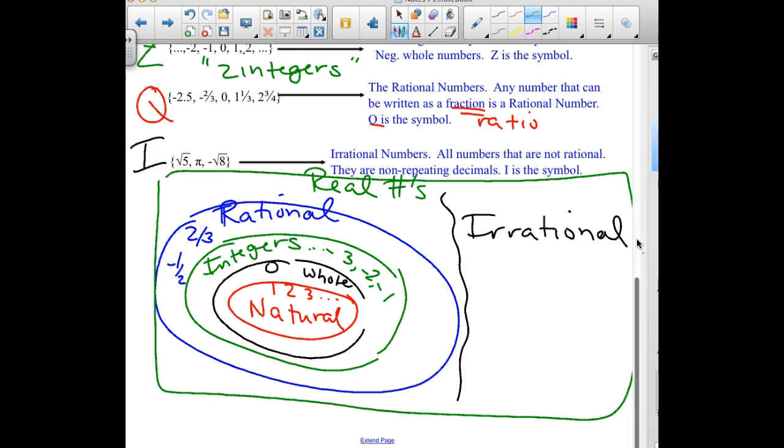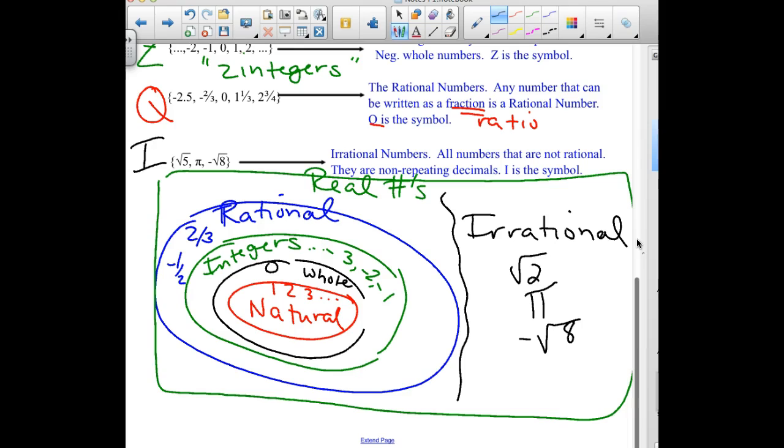Irrational numbers are things that cannot be written as a fraction. So things like the square root of 2. That is an irrational number. If you try it on your calculator, it is a non-repeating decimal. Just keeps going. Pi is another common one. Even negative radicals, say negative square root of 8, would work.